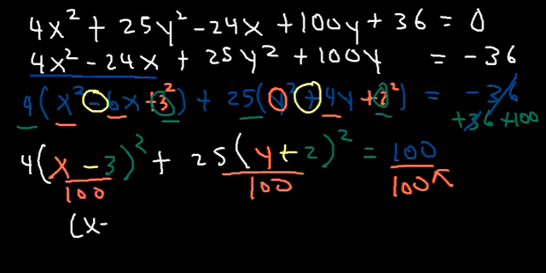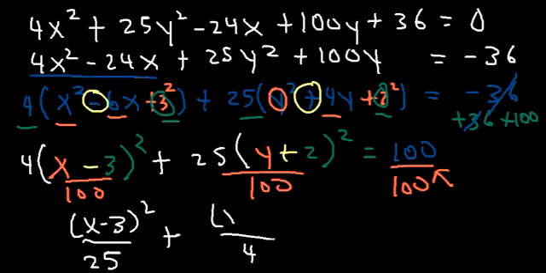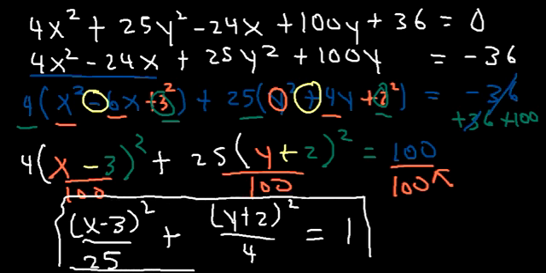So we have (x - 3) squared. So 4 over 100 divided backwards. 100 divided by 4 is 25, but since you divide it backwards, 25 goes in the bottom. 100 divided by 25 is 4. And 100 divided by 100 is 1. So now we have the equation of the ellipse in standard form.